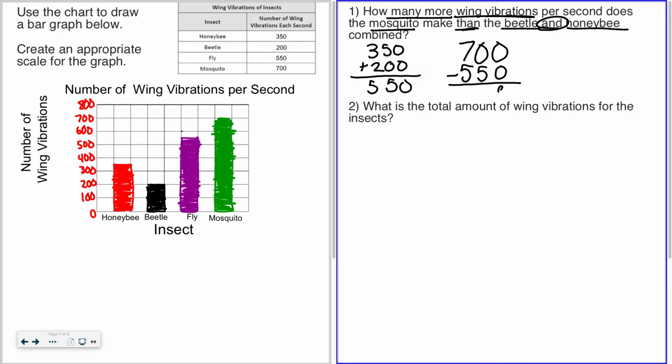So 0 minus 0 is 0. 0 minus 5 I cannot do, so I'm going to regroup. This becomes a 10, and my 7 becomes a 6. 10 minus 5 is 5. 6 minus 5 is 1. So 150 more wing vibrations.